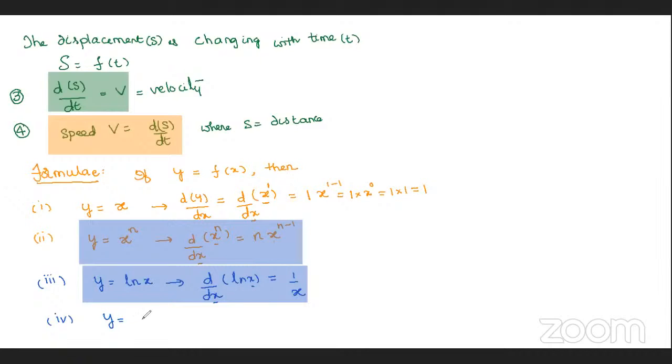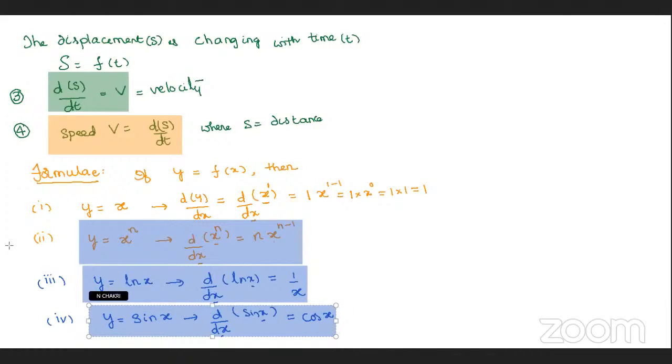Suppose y is given as a trigonometric function, sine x. Then what will its differentiation be? d by dx of sine x. Again checking, both are x only. Then this equals cos x. This one also you have to remember for our physics problems.